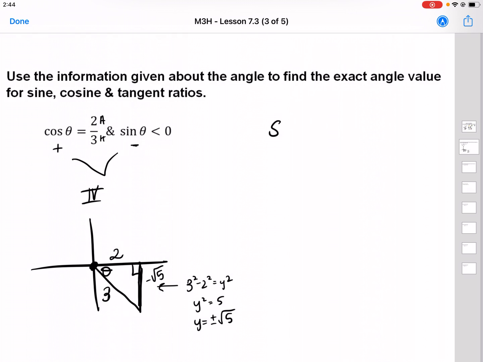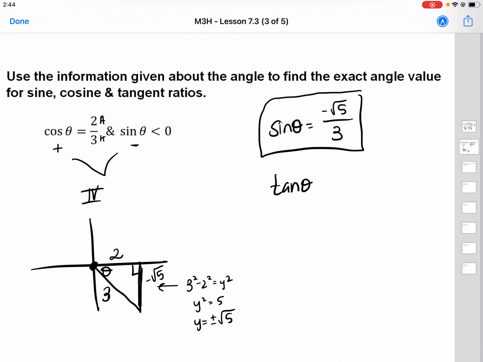And then we can go ahead and work our magic. Sine of theta is going to be our opposite, so negative square root of 5 over our hypotenuse, so 3. Tangent is going to be our opposite, so negative square root of 5 over our adjacent, so 2. And there was nothing we had to do to simplify either one of those.